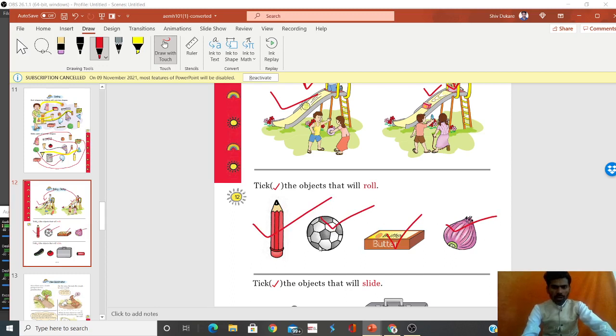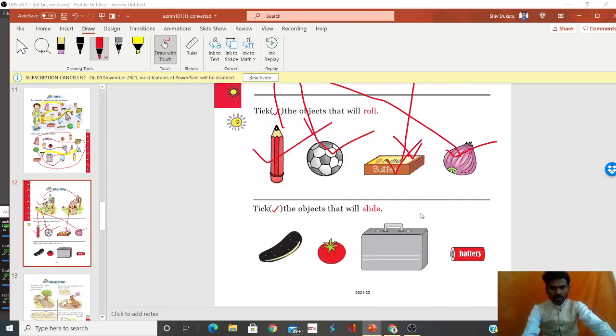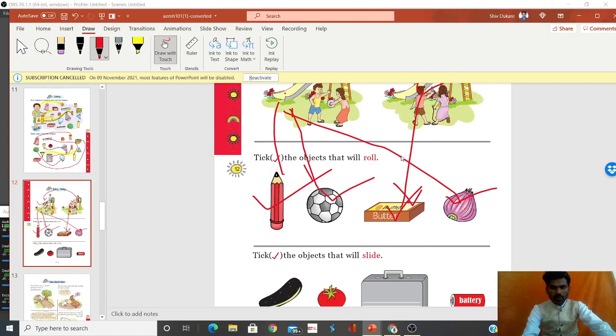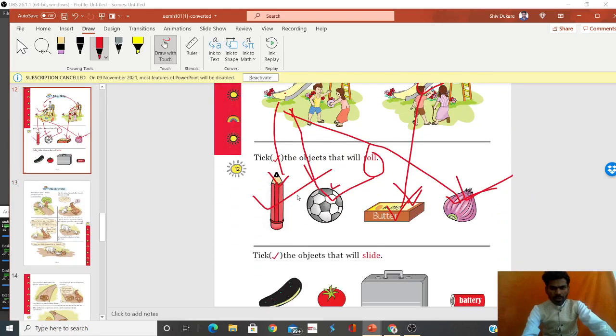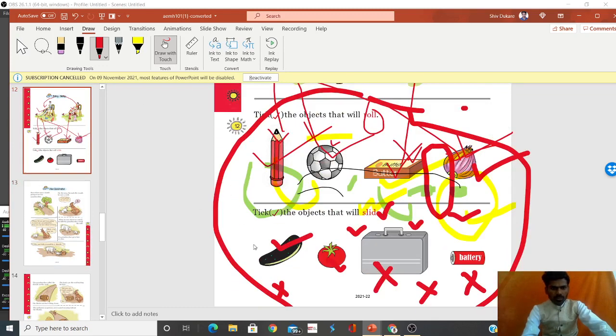So these are 3D examples of sliding, right? Here you can see this is the same object which will roll, and here you can see that this object will also slide. Okay, here we have to find what will roll, means the answer is this, this and this. Now here they ask a question.